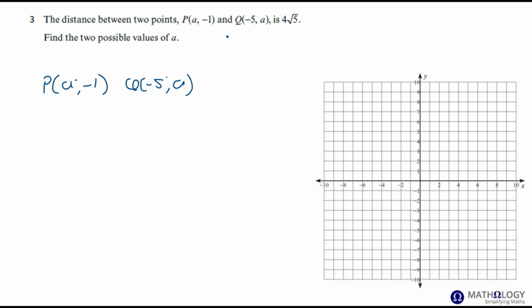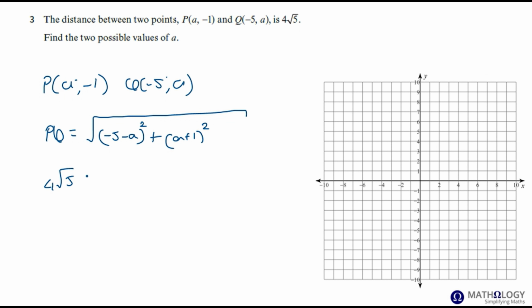The distance between P and Q is 4 root 5. In other words, we're going to establish an expression that represents the distance between P and Q, and then equate that to 4 root 5. So PQ equals the square root of (x2 minus x1) all squared, so (minus 5 minus A) all squared, plus (y2 minus y1) all squared, (A minus minus 1), A plus 1 all squared. And PQ equals 4 root 5.